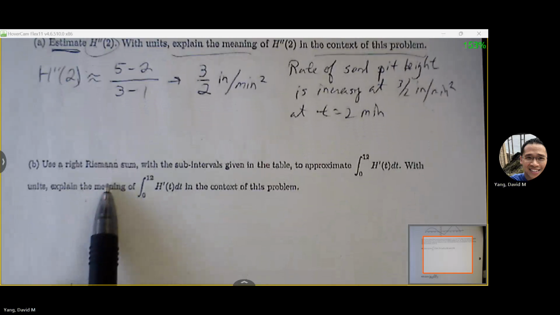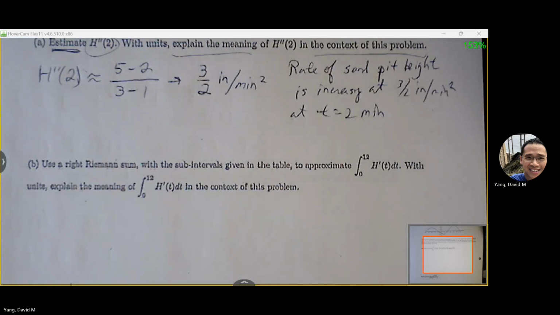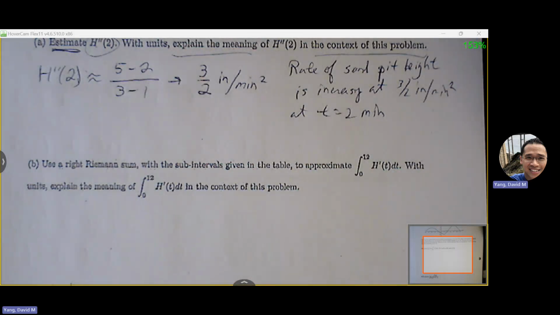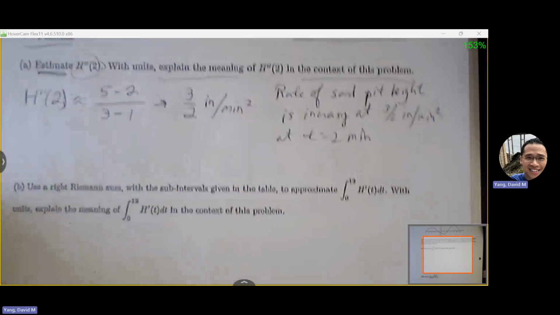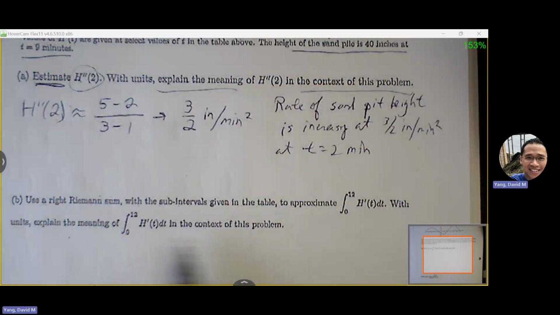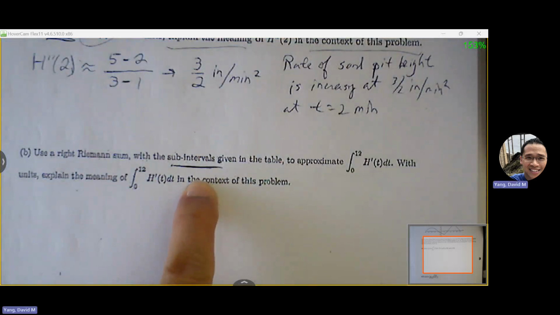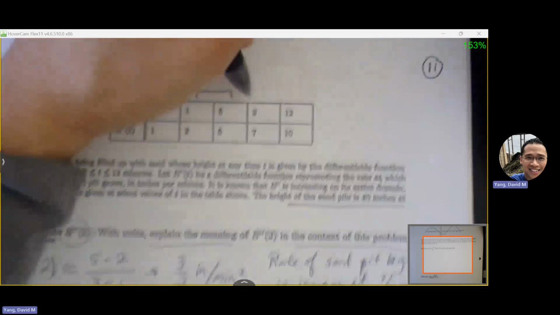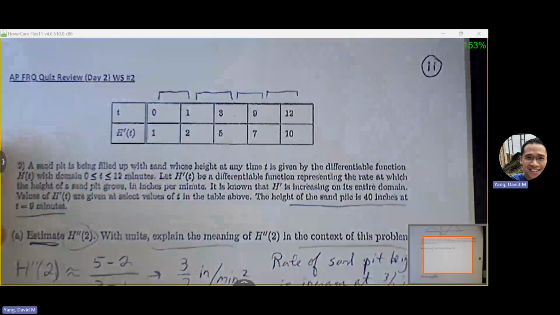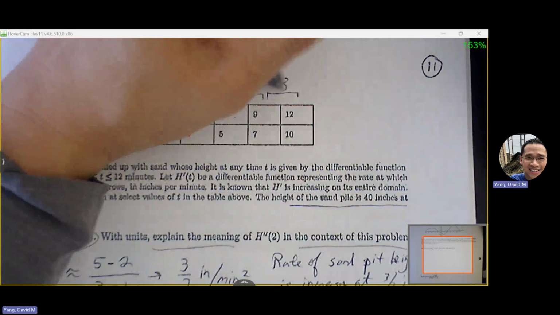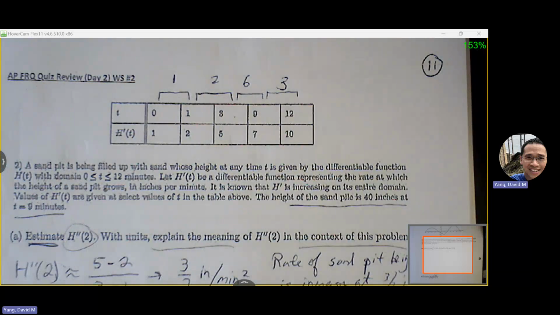Part B, use a right Riemann sum with the subintervals to approximate the integral from 0 to 12 of h prime. So right Riemann sums using the subintervals. What that means is we want to make every subinterval a width. So from 0 to 1, from 1 to 3, from 3 to 9, from 9 to 12. So width is 1, width is 2, width is 6, and width is 3. Width times height for each of them.